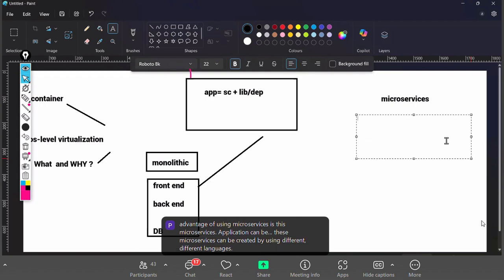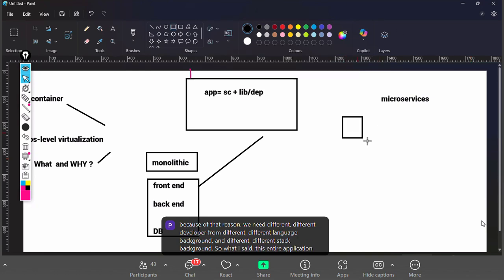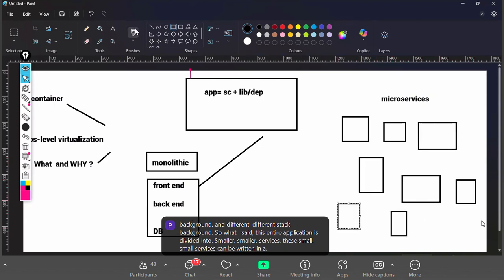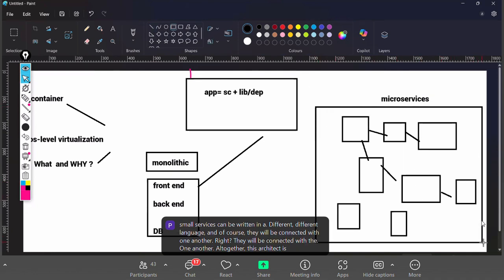different languages. Nowadays, why is one single organization hiring different types of developers? It was not before. Why are they hiring different developers? Because architect is now microservices. Because of that reason, we need different developers from different language backgrounds and different stack backgrounds. So what I said, this entire application is divided into small services. These small services can be written in different languages, and of course they will be connected with one another, right? Altogether, this architect is nothing but microservice architect.